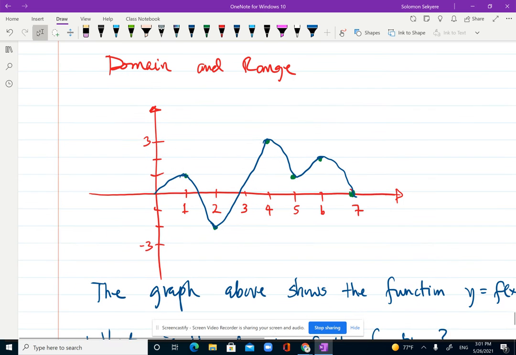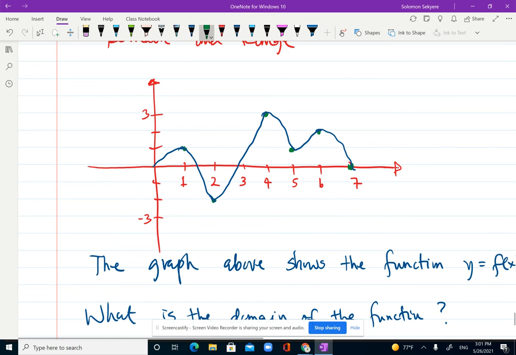Right? We know about domain and range. What is the domain of this function? The domain is all the values of the independent variable on the horizontal axis. It's from here, so it will be 0 to 7. And the range is all the values of y in the function, which is from negative 2 all the way up to positive 3.